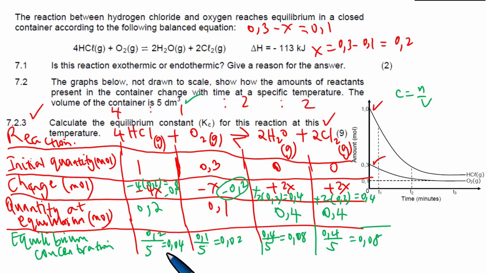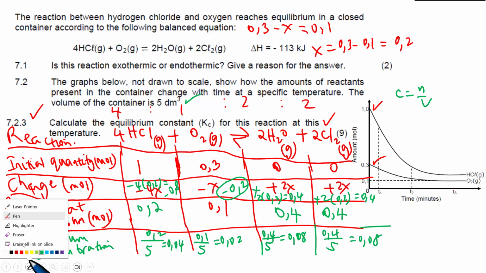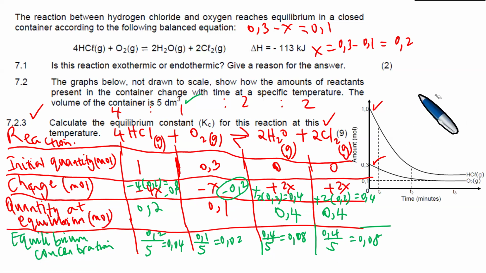Now, we've got everything here. We need to calculate the equilibrium constant Kc for this reaction at this temperature. At equilibrium, we have all the concentrations. We're excited and more than happy, because now we want to calculate the Kc, and we have all the concentrations at equilibrium. Everything is gas, gas, gas, gas, gas. So we're good, which means we can start with water.